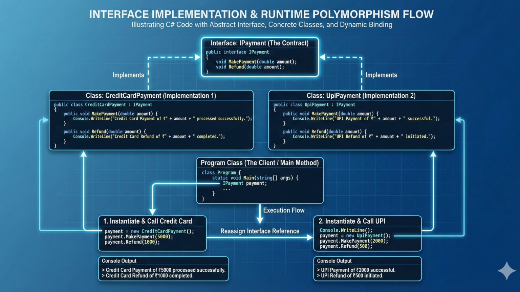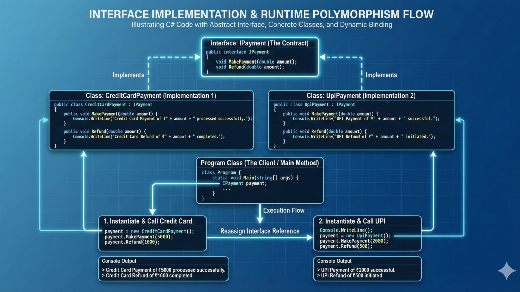The same interface method call behaves differently depending on the object it refers to during execution. The decision about which method implementation to execute is made at runtime, not at compile time. This gives flexibility to the system and allows behavior to change dynamically. At the bottom of the diagram, we can see the console output blocks. These outputs clearly show that different messages are printed for credit card and UPI payments, even though the same interface methods were used. This proves that the interface does not control the logic, it only defines the structure. The actual behavior depends on the concrete class.